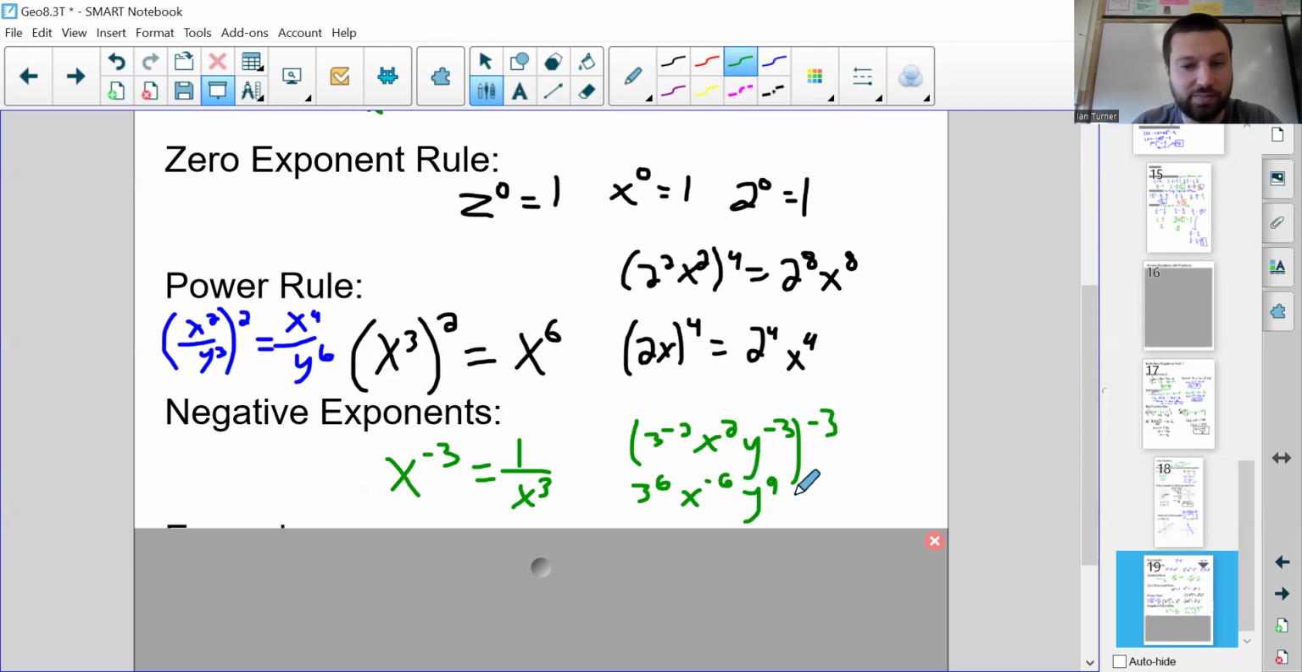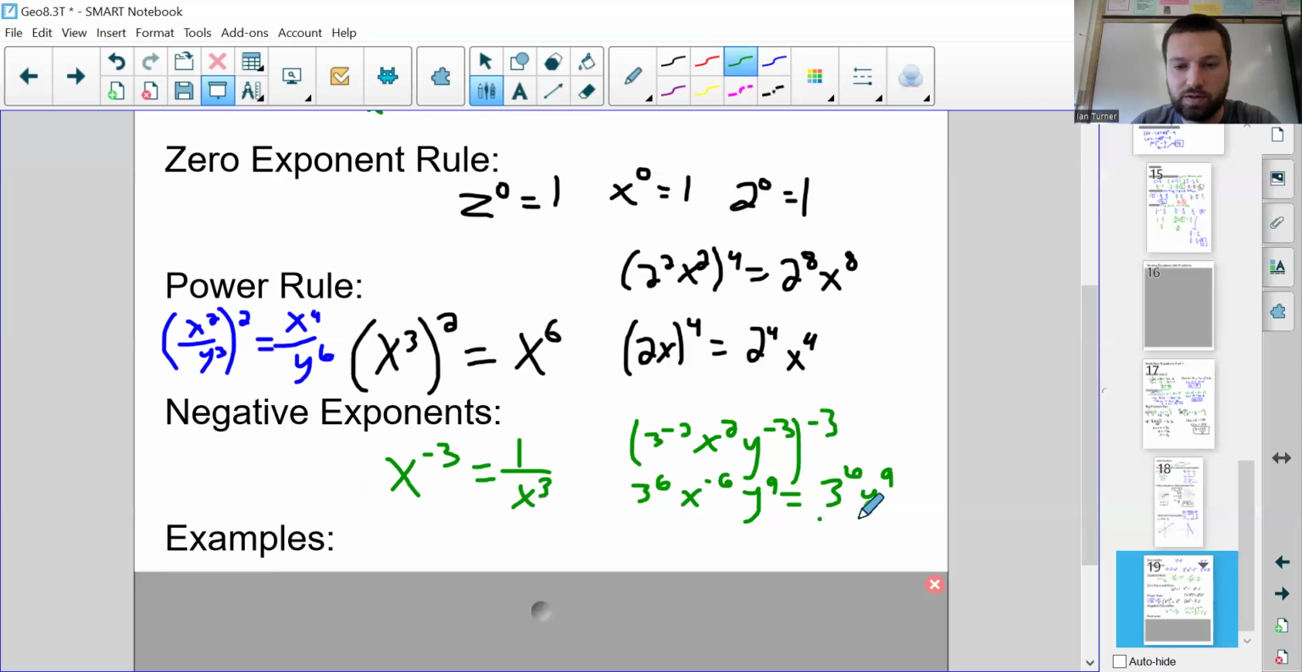Okay, but then now we're not done simplifying because we got a negative exponent. So really what we want to say for this is 3 to the 6th times y to the 9th over x to the 6th. We want to bring the x down and make it positive, okay? So you might have something crazy like that with a negative exponent where you distribute and then you got to simplify because we want all our exponents to be positive. Those are kind of our main rules.